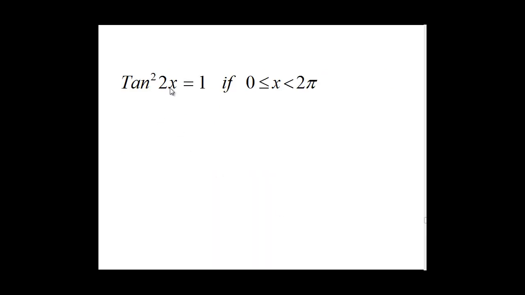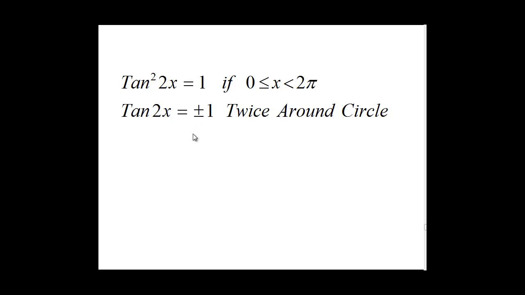Suppose you have tan squared 2x is equal to 1. Well, 2 means twice around the circle. We remove the square by taking the square root and getting plus or minus. So tangent is plus or minus 1. And again, 2 means twice around the circle. Now tangent is 1 in the first and third quadrant, and it's -1 in the second and fourth. So we write all those angles together.